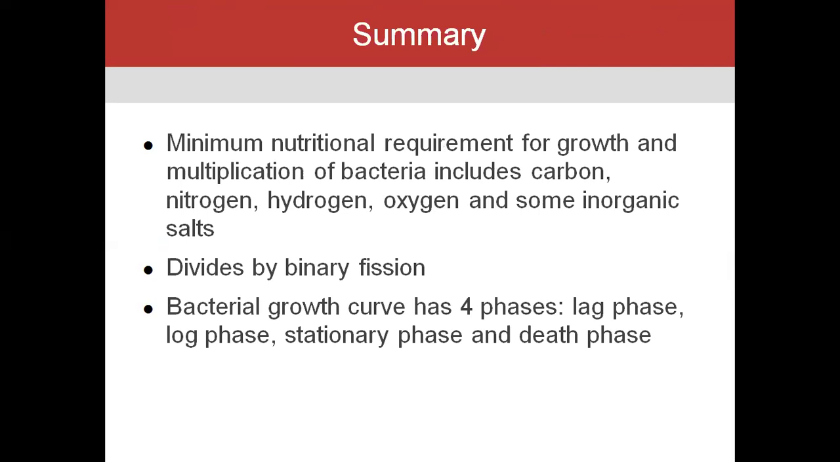This is the end of the session. So what is the summary? What are the minimum nutritional requirements for growth of the bacteria? Carbon, hydrogen, oxygen, nitrogen, and some inorganic salts. And bacteria divide by the process called binary fission. And the bacterial growth curve has 4 phases: lag phase, log phase, stationary phase, and death phase.